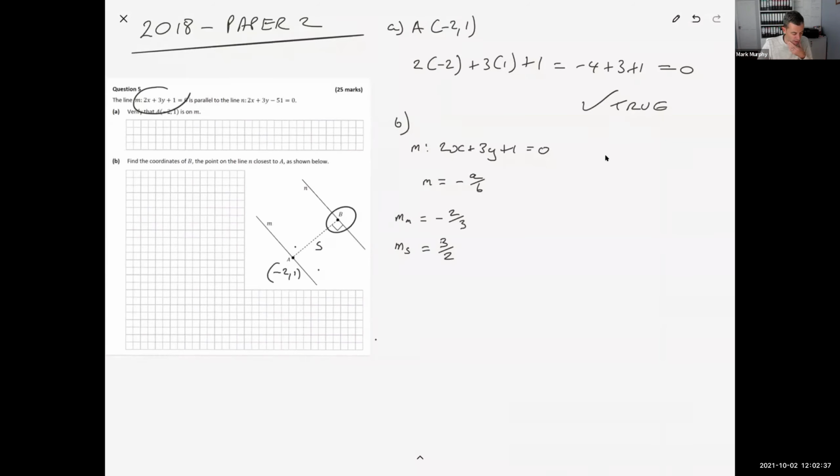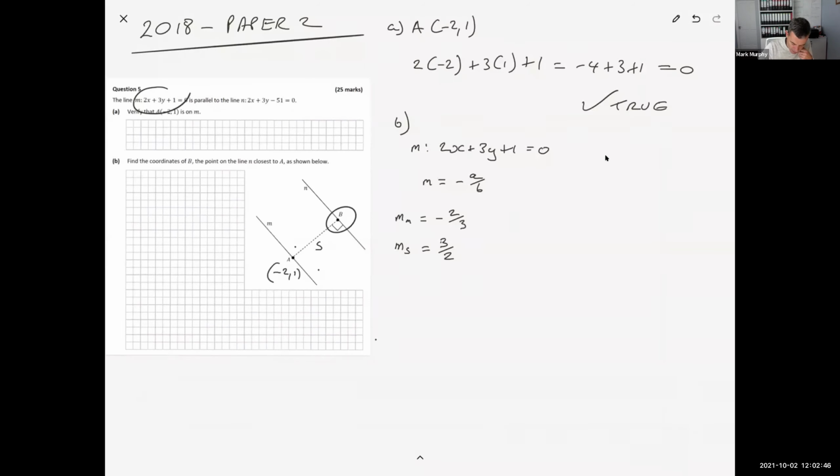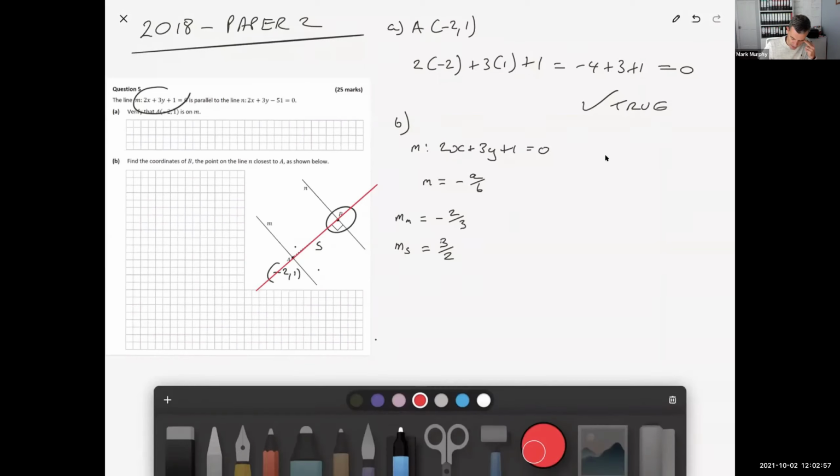Now we have the slope of S, and we also have a point on S, don't we? We have the point 2, 1, because this is the line. I'm just going to draw the line S in red, so I'm clear. That's the line S. We have a point on it, we have the slope. If you have a point and a slope, you can write the equation of the line. So then we can write it down like this.